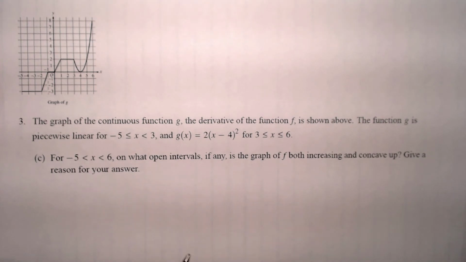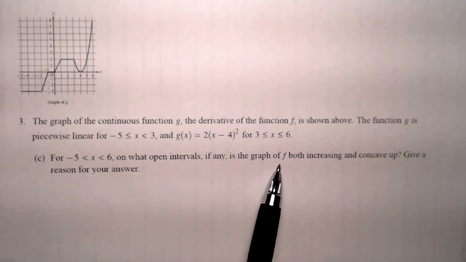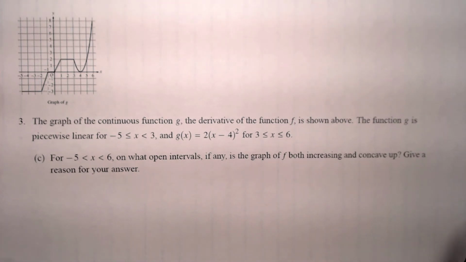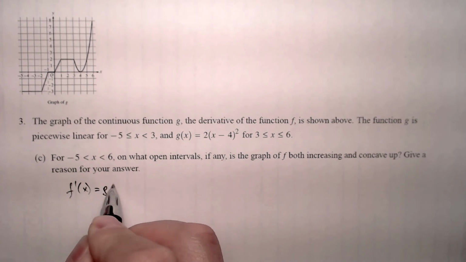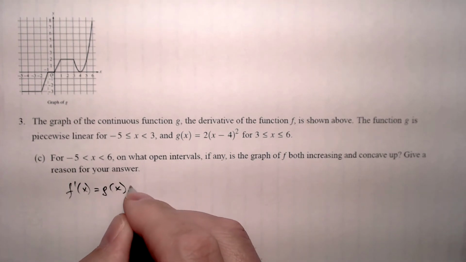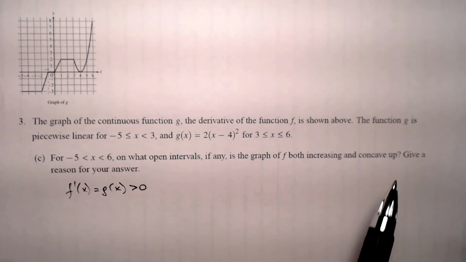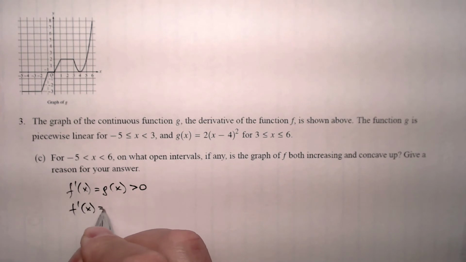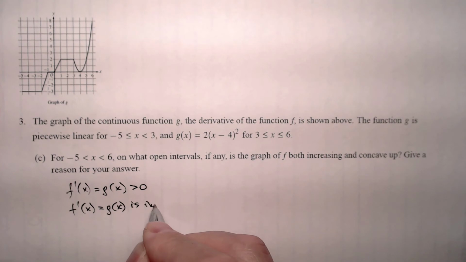In this question we are being asked on what open intervals the graph of f is both increasing and concave up. And so the graph of f is increasing when f prime of x, which is g of x, is greater than 0. And then it is concave up when, again, f prime of x, which is g of x, is increasing.